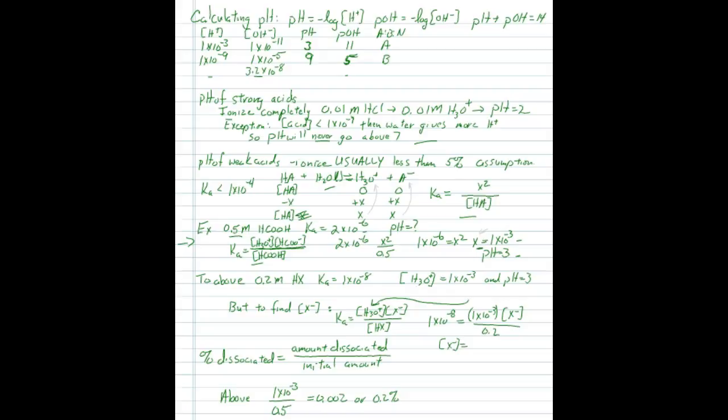Back up to here, this X, what is X? X is both the hydronium ion concentration and the anion concentration. So this X is not just the acid part, it's also the anion part. That concludes this lesson on calculating pH.